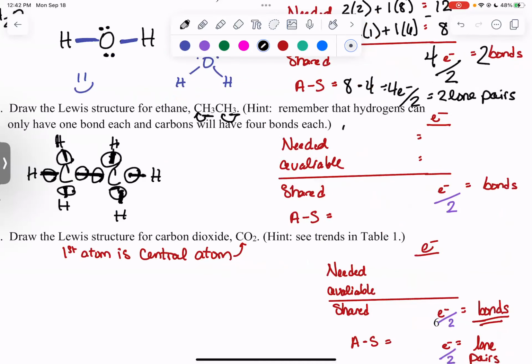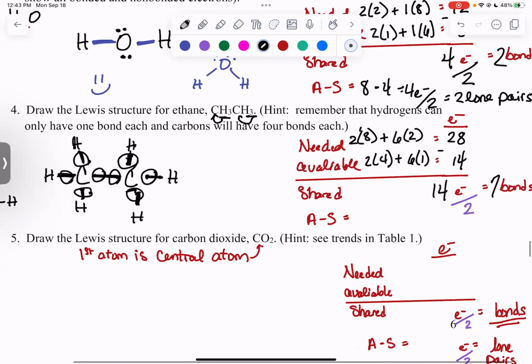You can check it. You know you have 2 carbons. Each of those carbons needs 8 electrons. Then you have 6 hydrogens. Each hydrogen needs 2 electrons, to give you a total of 28. Then available: the 2 carbons each only have 4, and we have 6 hydrogens, each with only 1, for a total of 14. So 28 minus 14 gives me 14. Divided by 2 gives me 7 bonds. Do I have 7 bonds?